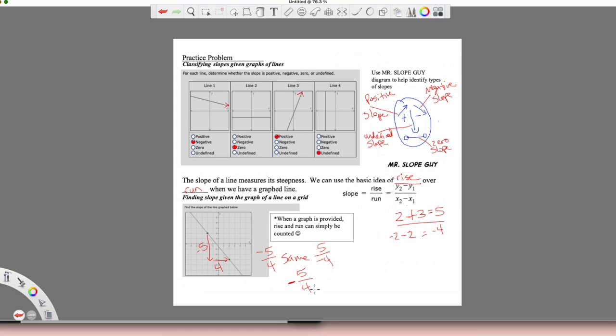So, all right, so this was the beginnings of slope, where we classified and we talked about calculating it and looking at a graph. So go ahead and go on, Alex, and give that a try.